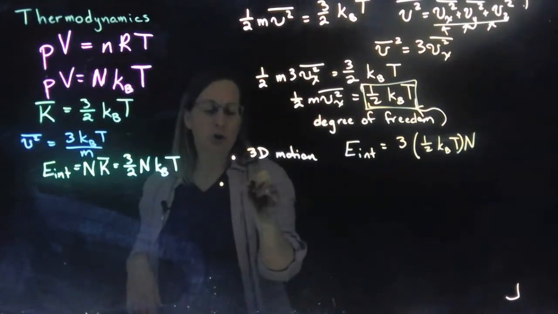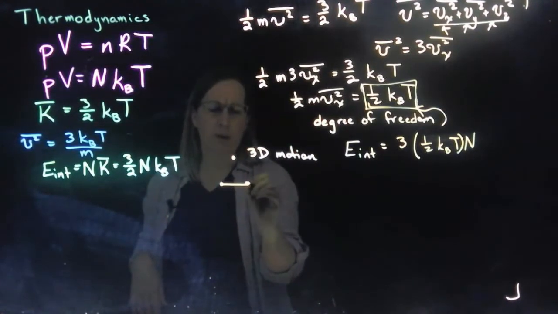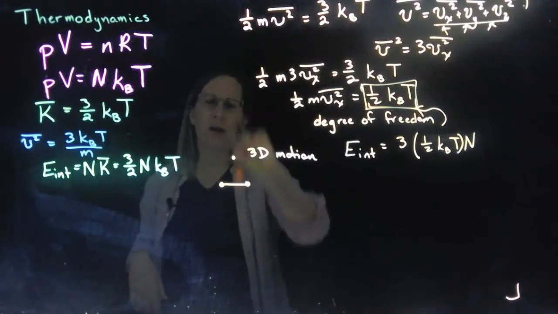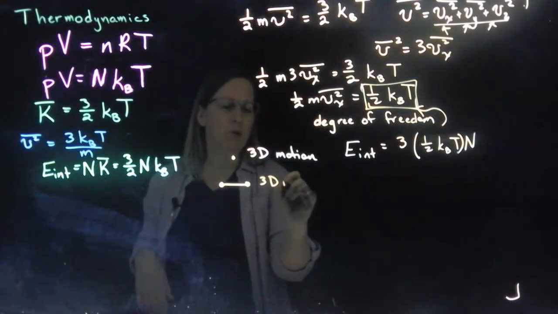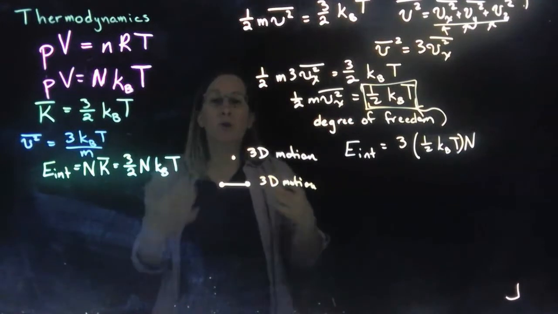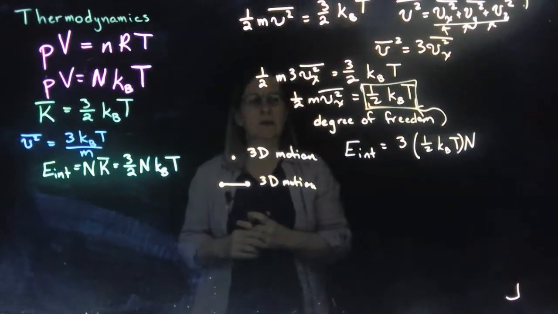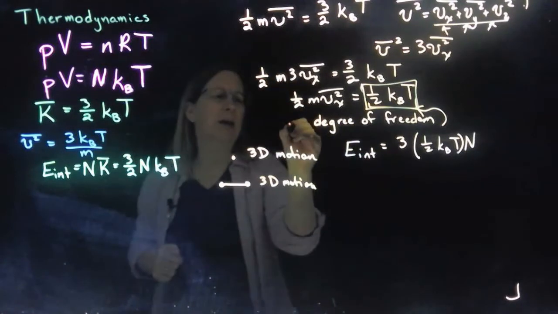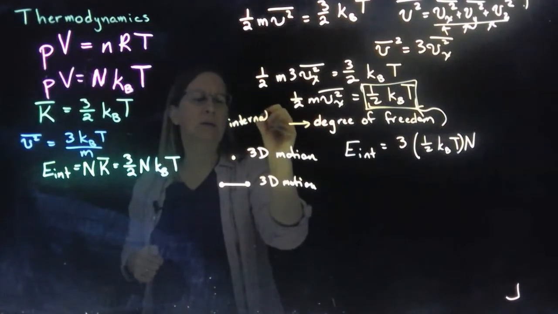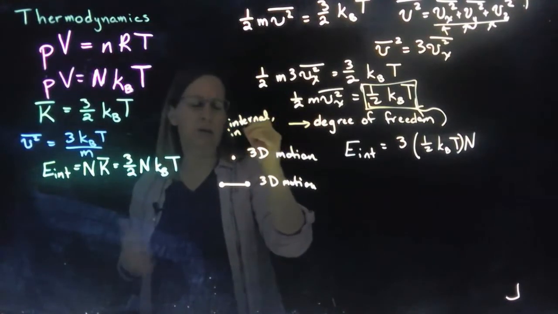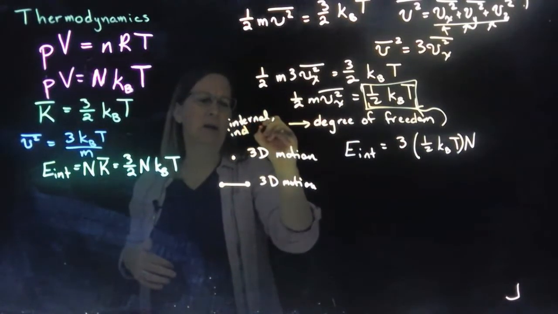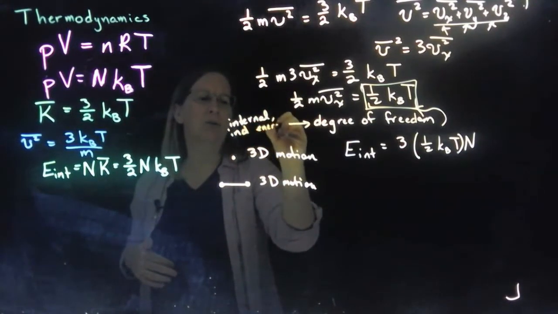So we have something like E internal is equal to 3 times 1/2 kBT times the number of particles. If we have 2 particles, a diatomic molecule, that we can think of as a rigid rod, then the whole thing as a rod has 3D motion, right? The whole rod can go up, down, left, right, but there's also internal energy. So this degree of freedom is really a count of independent ways of contributing to the energy.